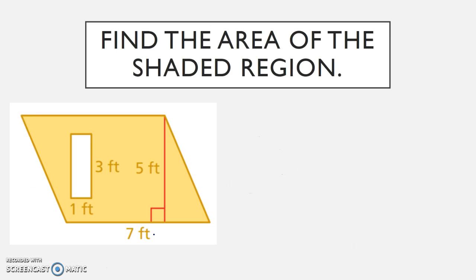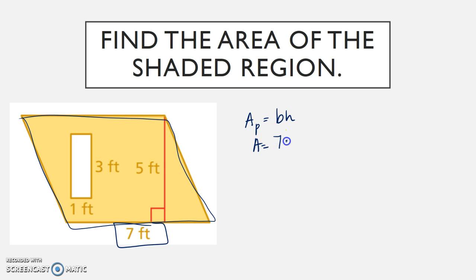Okay, our third problem is slightly different. It's to find the area of the shaded region. So we're finding the area of this yellow part here. So we've got a parallelogram, but then we've taken out a rectangular piece. We've removed that. So we're going to find two separate areas first. I'm going to find the area of this parallelogram to start with. So I'm going to put area of P for parallelogram is base times height. So again, I'm going to plug in my base, which is 7 feet, my height, which is 5 feet. So our area is 35 feet squared. So that's part of it.